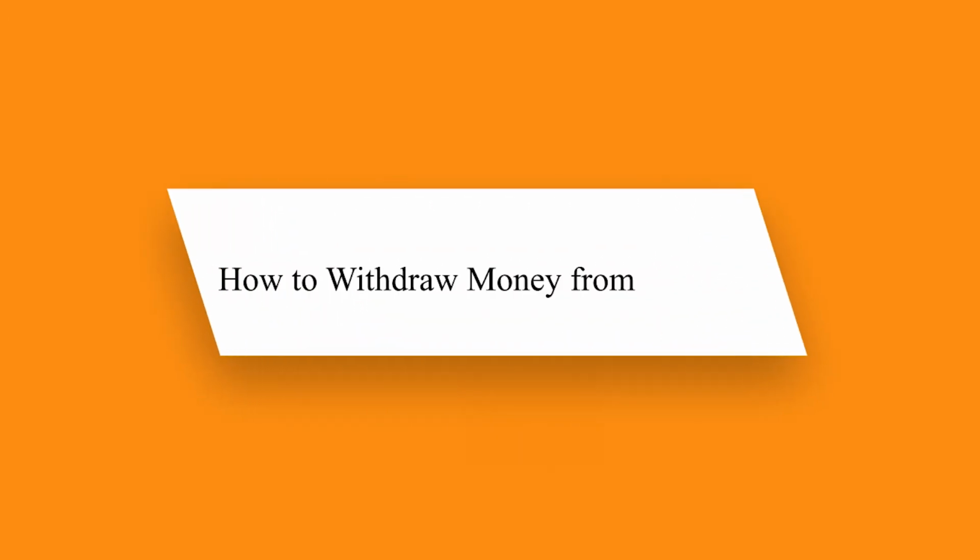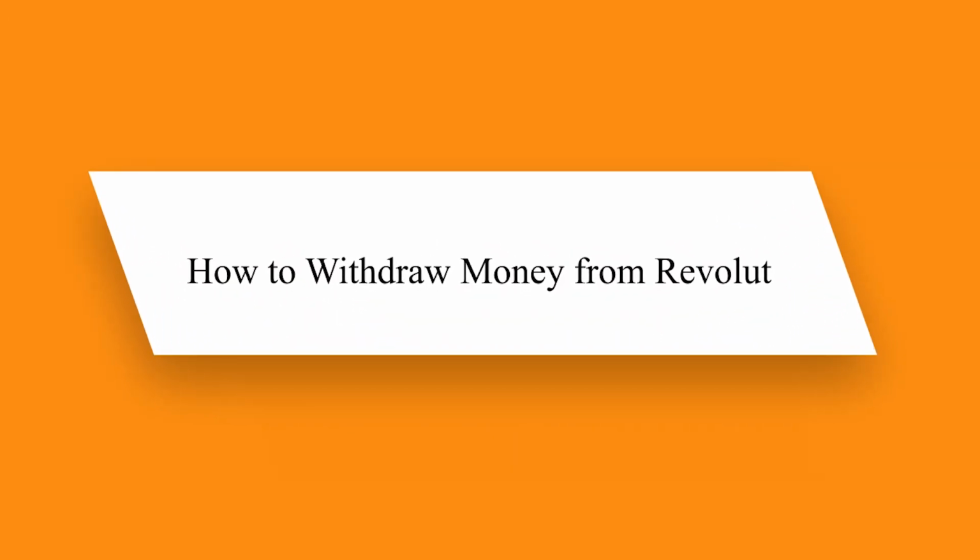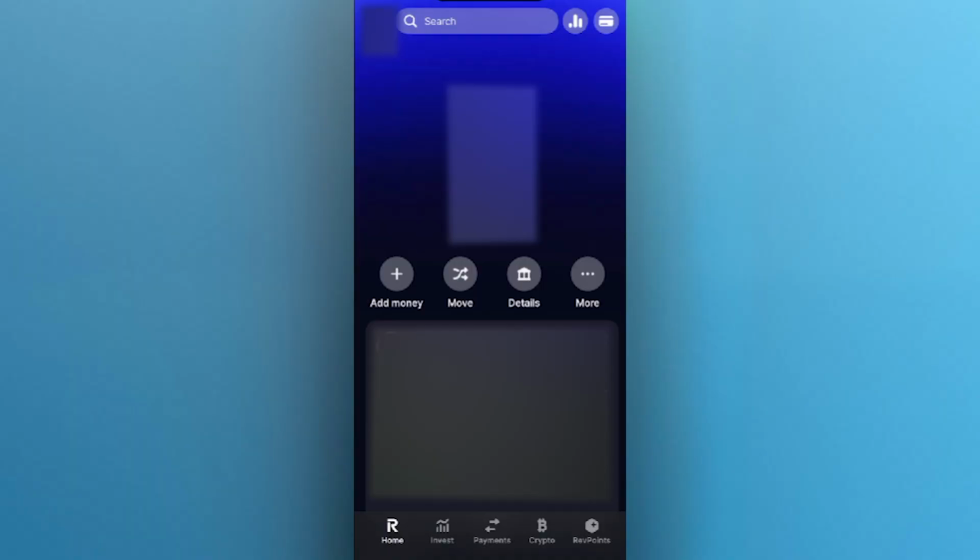Hello guys, today I'll be showing you how to withdraw money from Revolut. So, in order to do this, first of all, navigate to the Revolut application. Now, navigate to the payments at the bottom, then click on the plus icon in the top right corner.